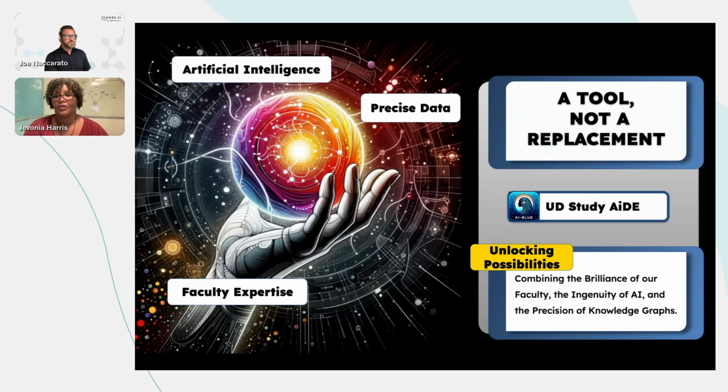So what we do, we created something called UD Study AiDE. And what we do is we have the faculty expertise being the main component. And then we use the generative power of AI to go ahead and transform that information. And we do this using knowledge graphs to go ahead and have all that information stored.